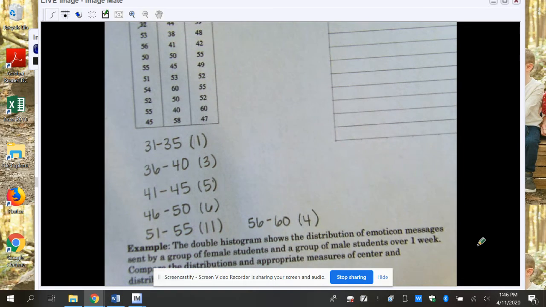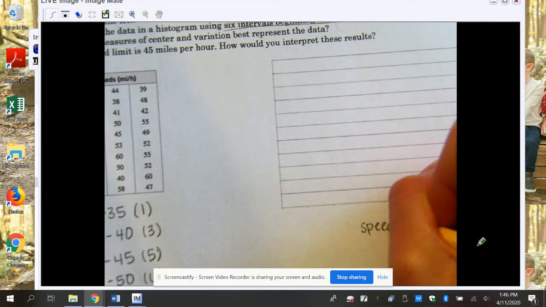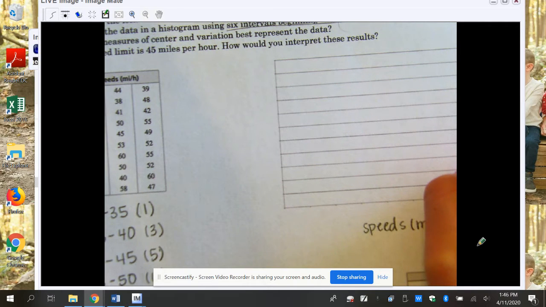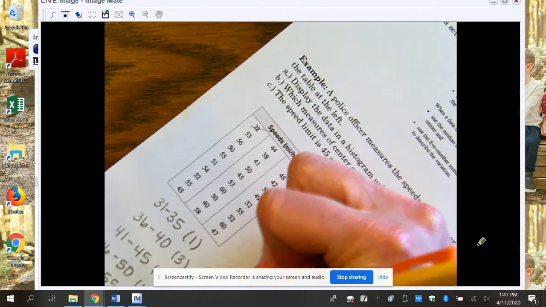All right, so now we need to put this on our histogram. So this is going to be speeds in miles per hour. That's what these numbers are going to mean down here, and then this is going to be the frequency.